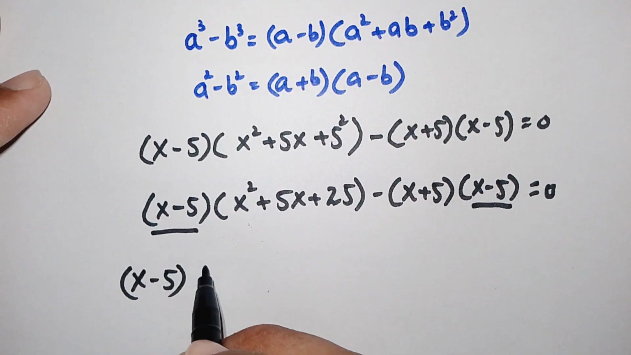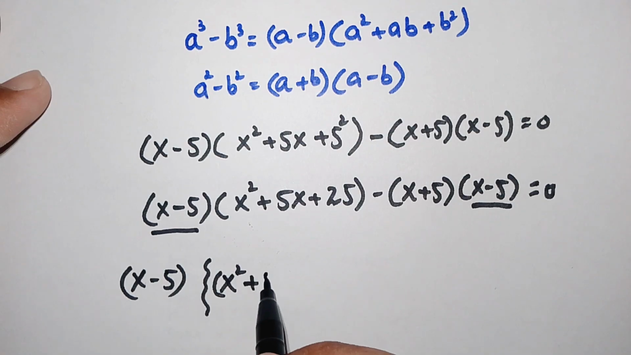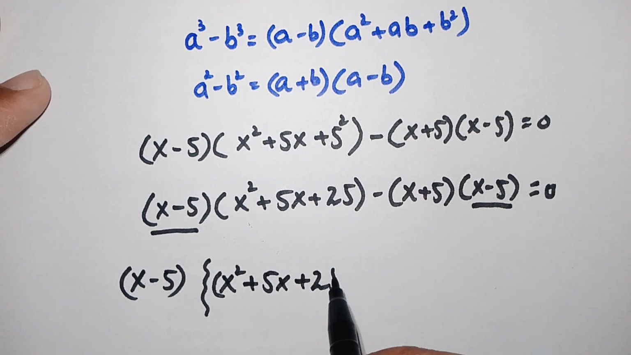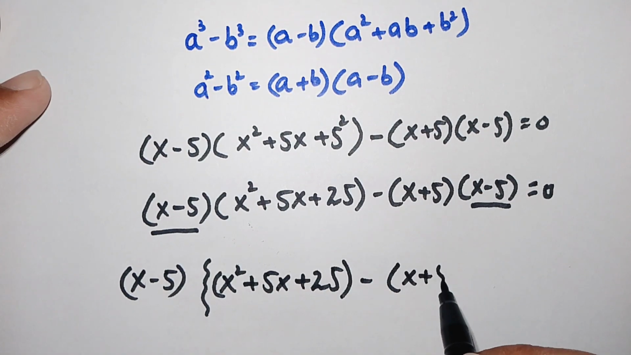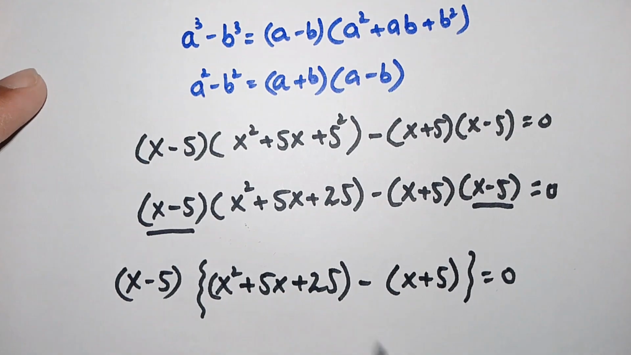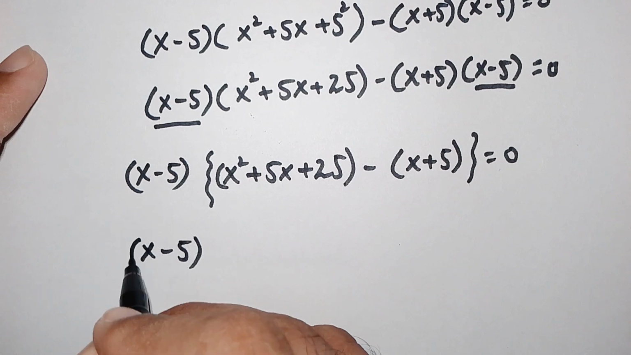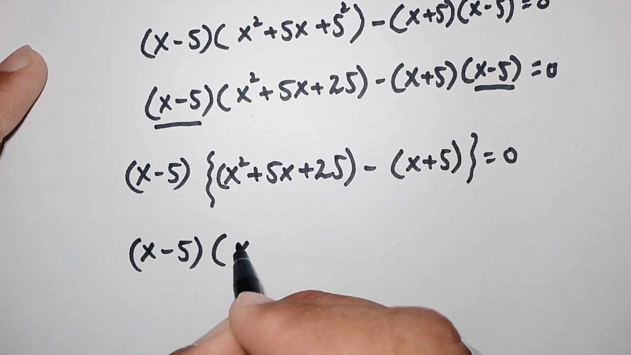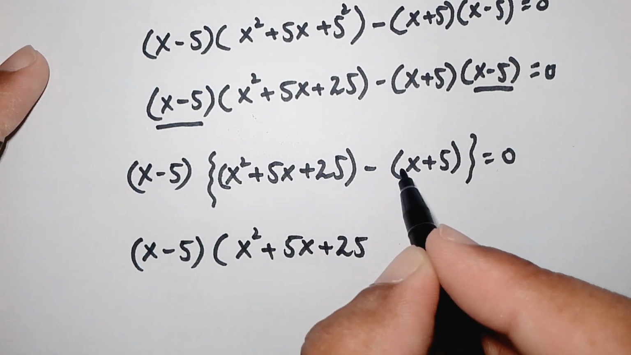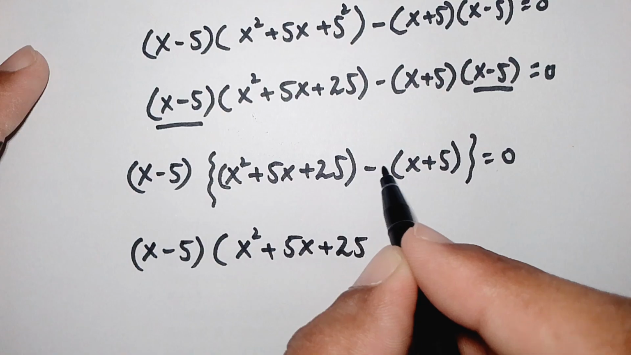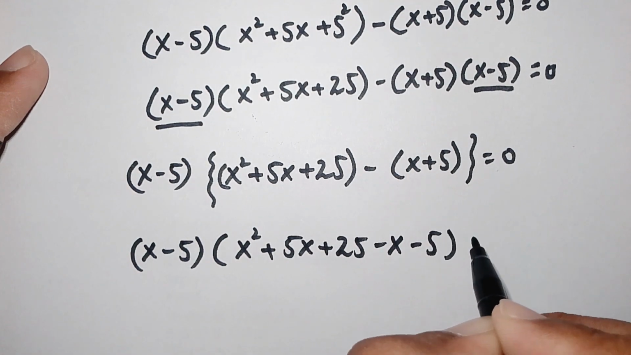So, here this leaves x square plus 5x plus 25 minus, and here this leaves x plus 5, which is equal to 0. x minus 5, and here x square plus 5x plus 25. Here we have to multiply this minus sign with this. So, here minus times x is equal to minus x, minus times plus 5 is equal to minus 5, which is equal to 0.